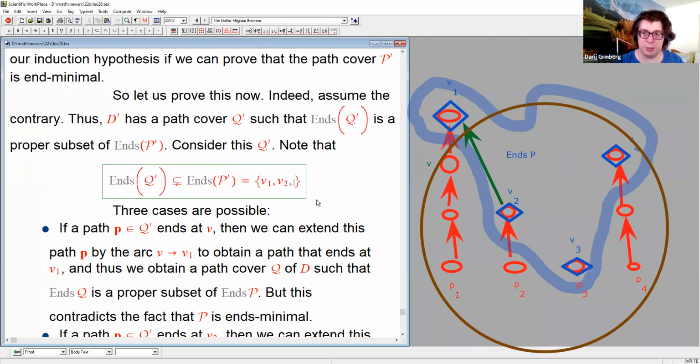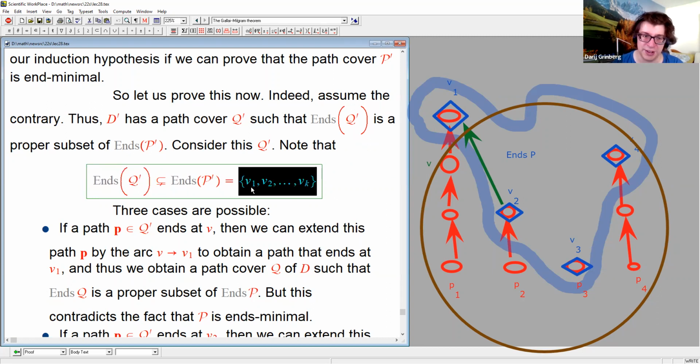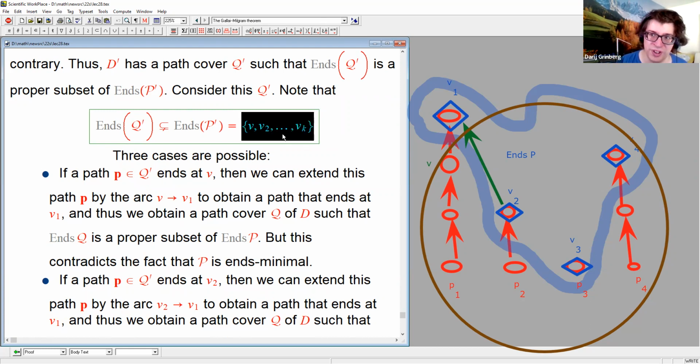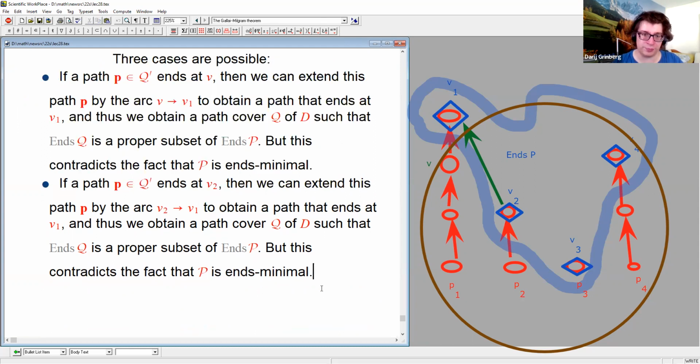Remember that the ends are V1 and V2 through Vk, so every path of Q prime has to end at one of the Vi's. Except no, it's not V1, it's V, because we have cut off V1. So every path in Q prime ends at either V or V2 or V3 and so on, or Vk. Now we have found a contradiction whenever a path ends at V, and also whenever a path ends at V2. So the remaining case is if paths in Q prime end neither at V nor at V2. So they have to end at V3, V4, and so on, Vk.